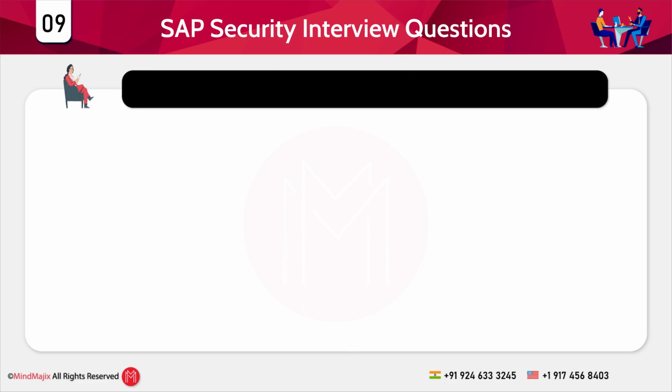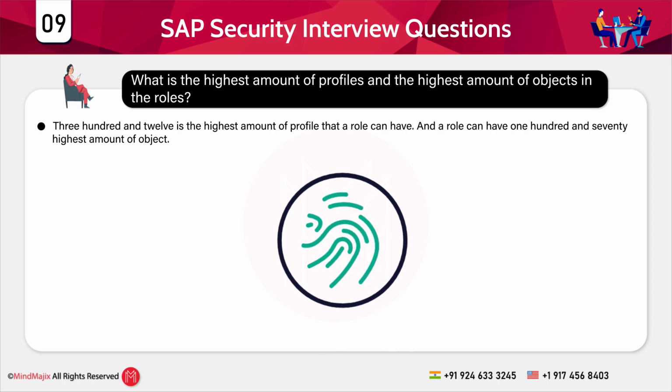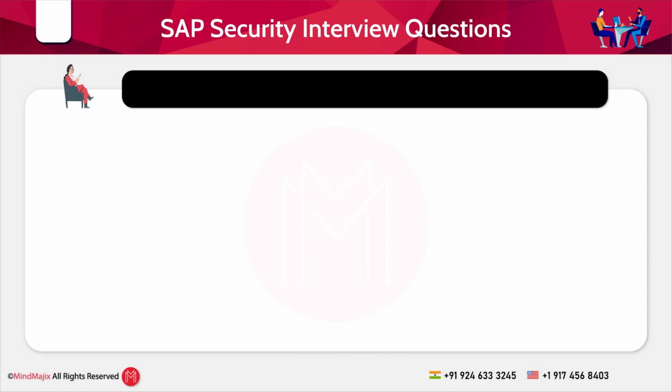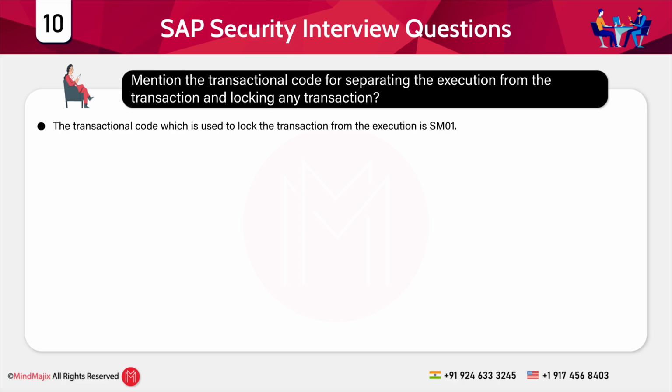The next question is, what is the highest amount of profiles and the highest amount of objects in the roles? 312 is the highest amount of profiles that a role can have, and a role can have 170 as the highest amount of objects. The next question is, mention the transaction code for separating the execution from the transaction and locking any transaction. The transaction code which is used to lock the transaction from the execution is SM01.